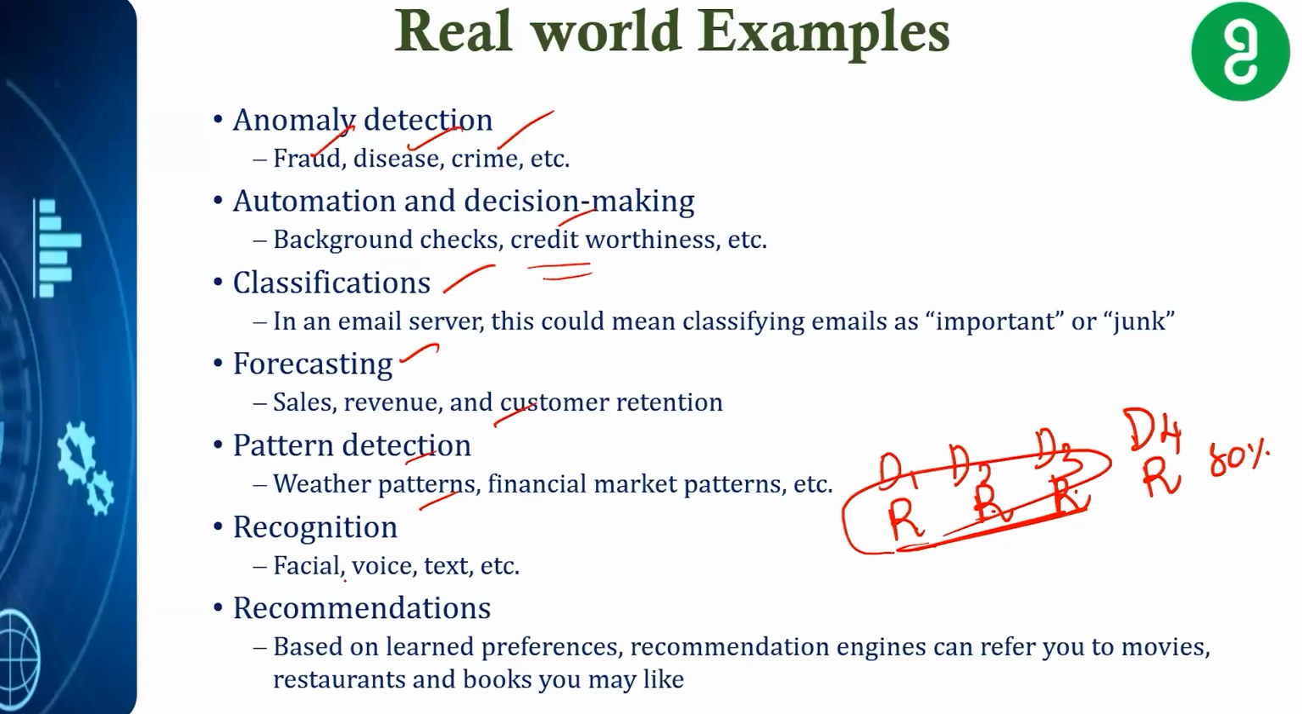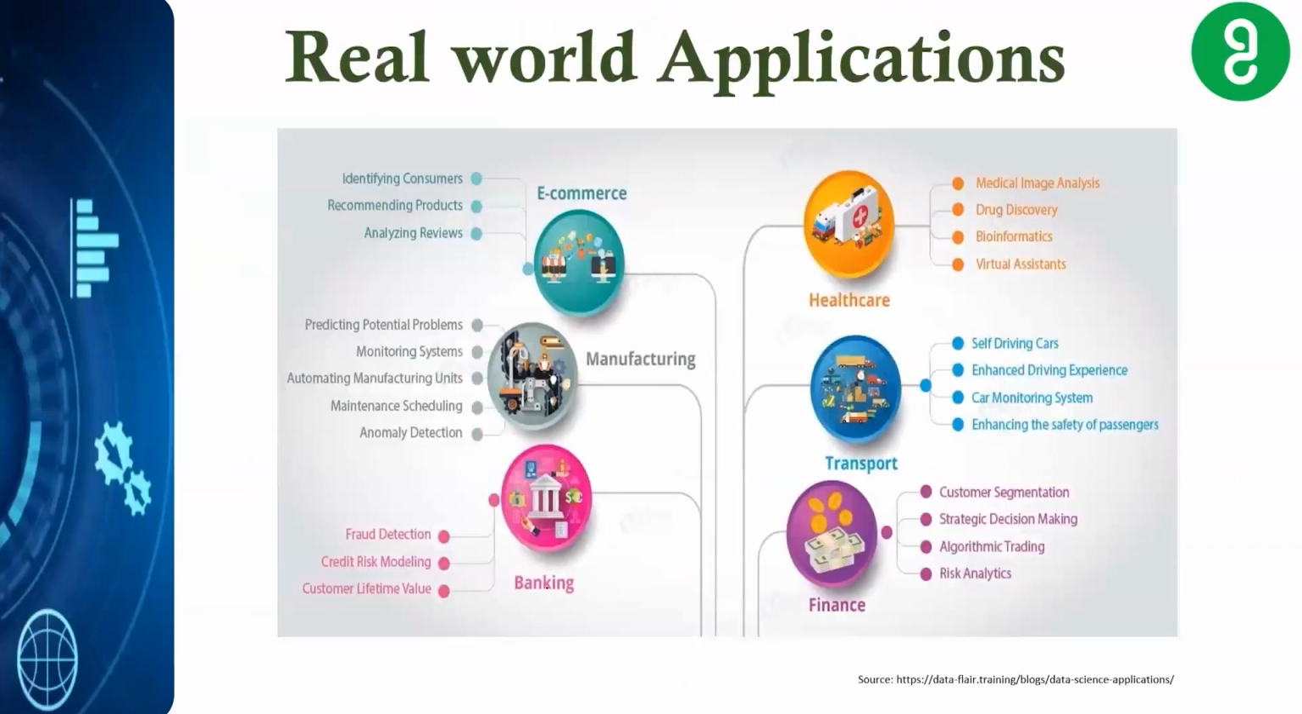Facial recognition is also one of the real world examples, and voice recognition, and text recognition in your mobile phone keypad. If you are trying to type MA, automatically madam will come, right? This kind of next word prediction, what you are trying to type, that kind of text recognition comes under recognition, one of the real world examples, and you can do some recommendations as well.